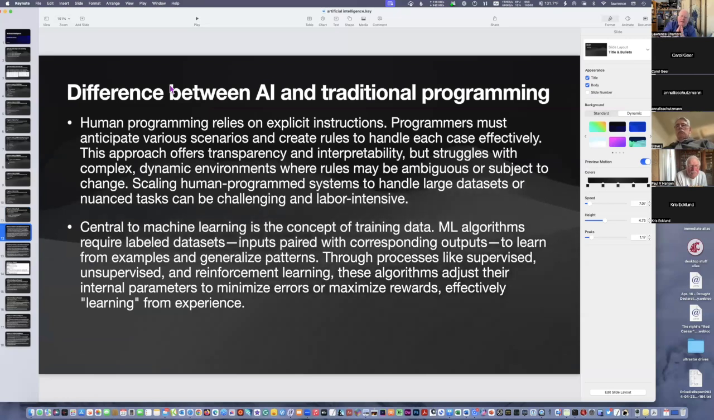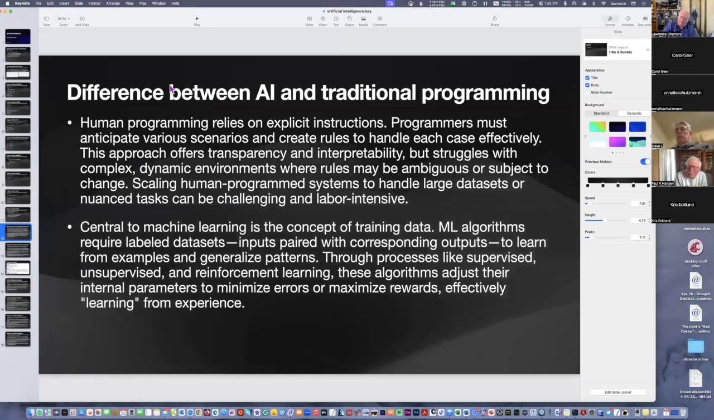Differences between AI and traditional programming. And again, I'm going to post these slides so you don't have to read them. Human programming relies on explicit sets of instructions. You, the programmer, write a set of instructions. You try to anticipate how people will respond to the program and come to a desired result. And the programs have a specific purpose. So when you write a program, the program does X, does Y, does Z.